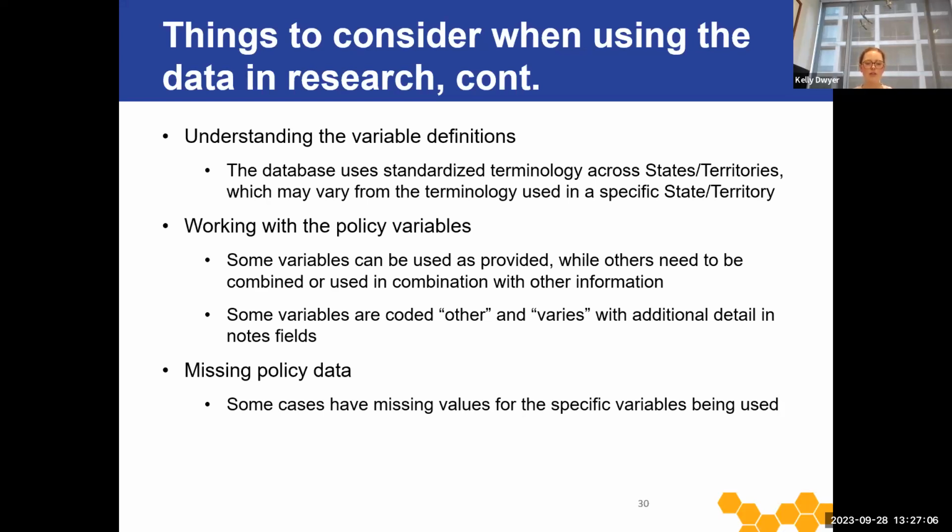Finally, there are cases throughout the database where the policy information was not available from the state policy documents when that policy was initially coded, and the variable is coded as missing data or not in manual. You may decide to drop these cases or default to a certain coding option when the data is missing. And again, the user guide can be really helpful in explaining why some variables may be coded in this way.